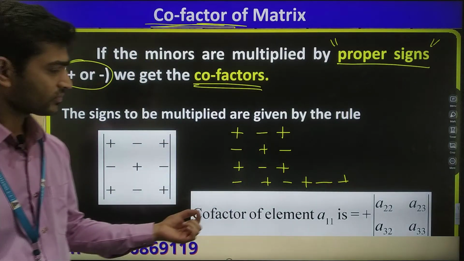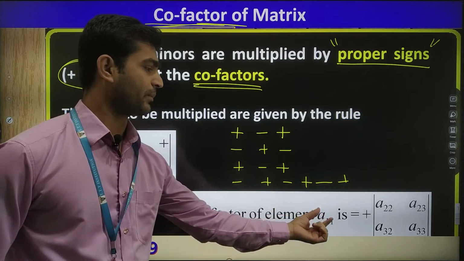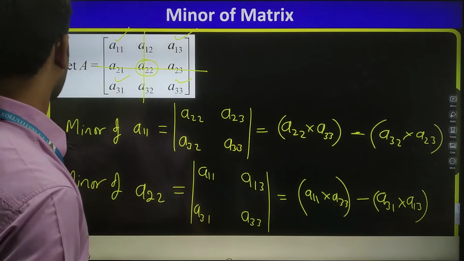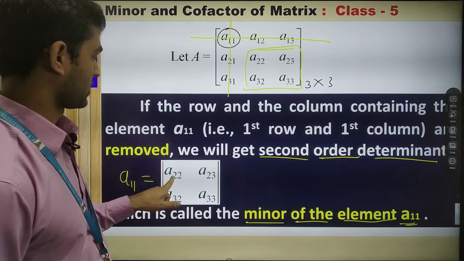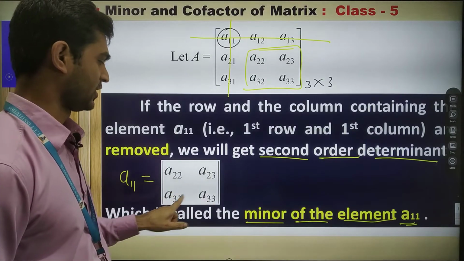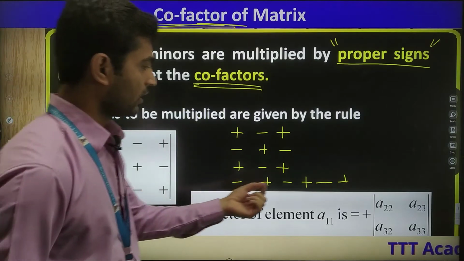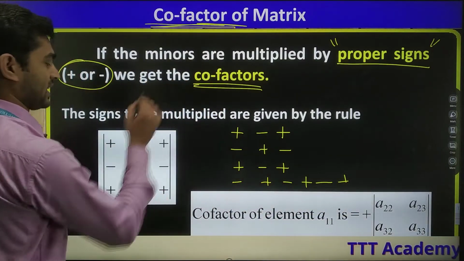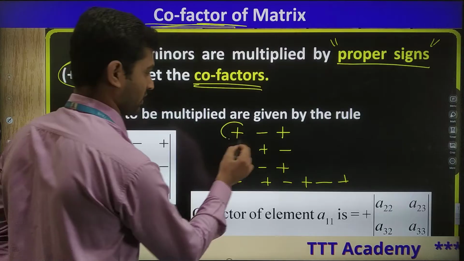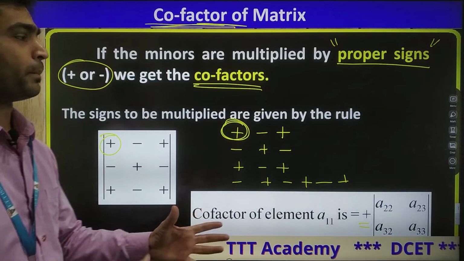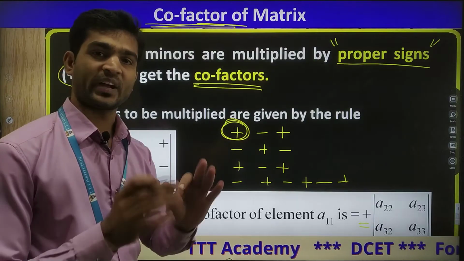Now suppose the cofactor of element 1 1 is, see, in the last we discussed that the cofactor of 1 1 is a22 a23 a32 a33. If you come here, what is the proper sign for the 1 1 place? It is plus. So plus we need to multiply. That is a procedure. By the way, we can find the cofactor of a matrix.